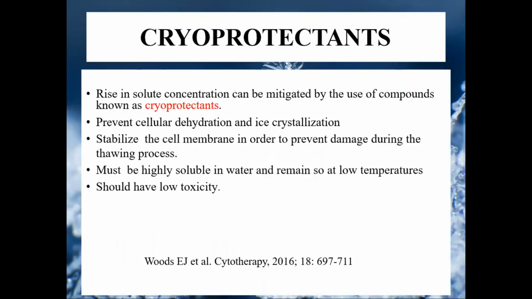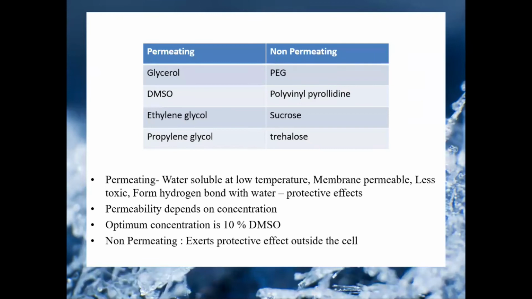So what are cryoprotectants? Cryoprotectants are used to avoid the rise in solute concentration and to prevent intracellular ice crystal formation. They can also stabilize the cell membrane to prevent damage during the thawing process. They should have low toxicity, must be highly soluble in water, and remain so even at very low temperatures, down to -196. These are the basic properties of a proper cryoprotectant. Cryoprotectants are divided into two types: the permeating types and the non-permeating types.